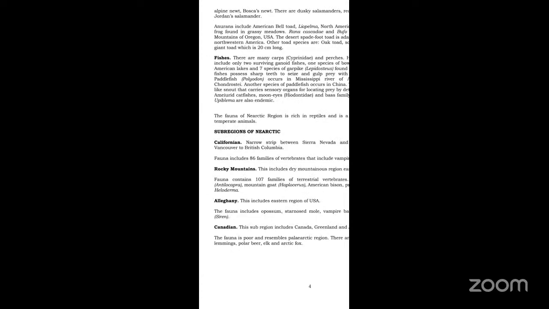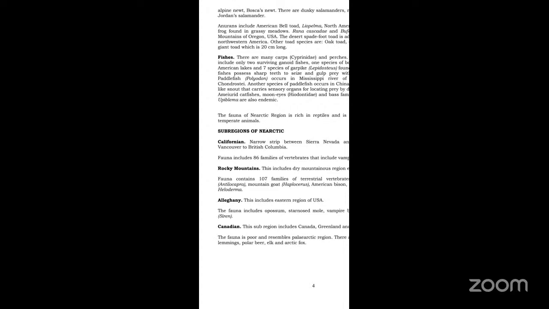Then next you have Allegheny. Allegheny actually includes the eastern region of USA. And the fauna over here has opossum. Then you have got the star-nosed mole, vampire bats, turkeys, as well as the mud eel, that is called siren.